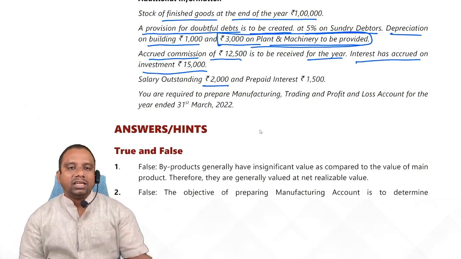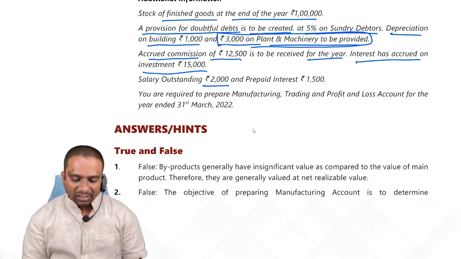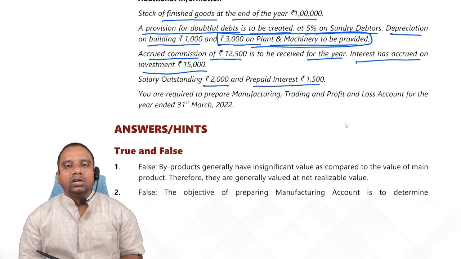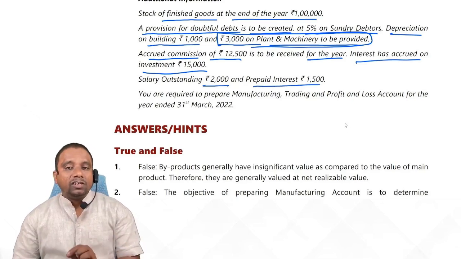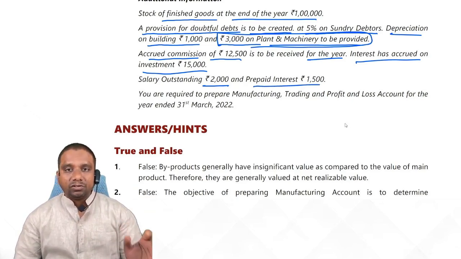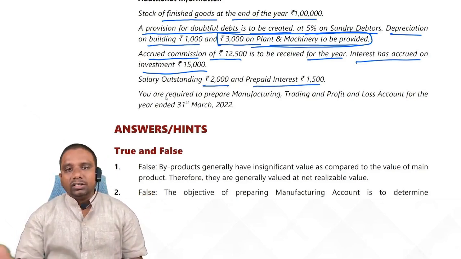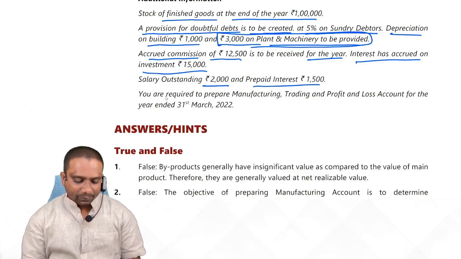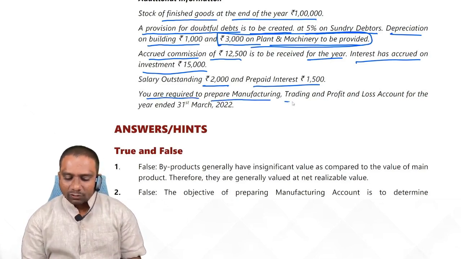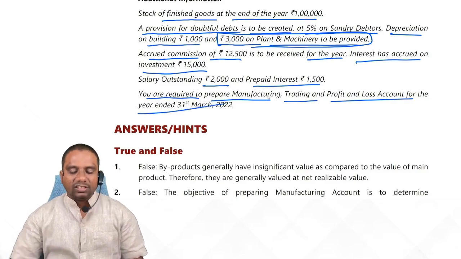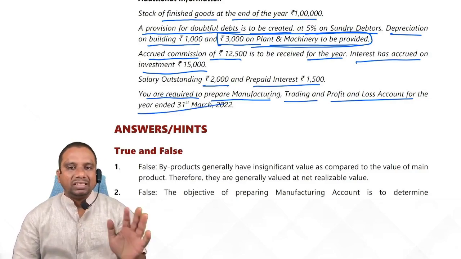So add to the salaries already paid and balance sheet liability side. Prepaid interest means deduct this 1500 rupees from already interest paid. Whatever the interest paid from that you deduct 1500. Now again show it in the balance sheet asset side. You are required to prepare manufacturing account, trading account and profit and loss account for the year ended 31st March 2022. Is it clear students?